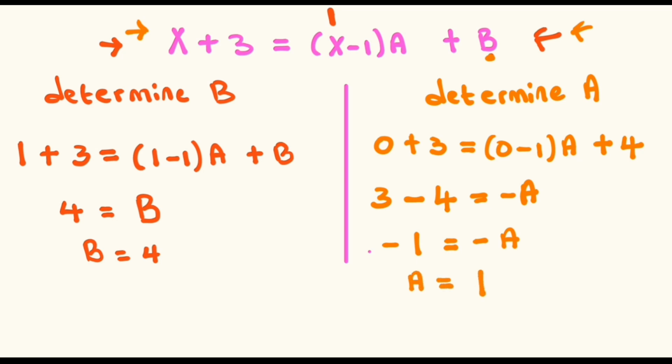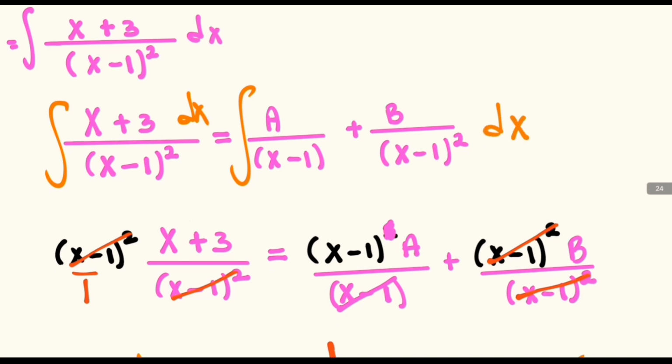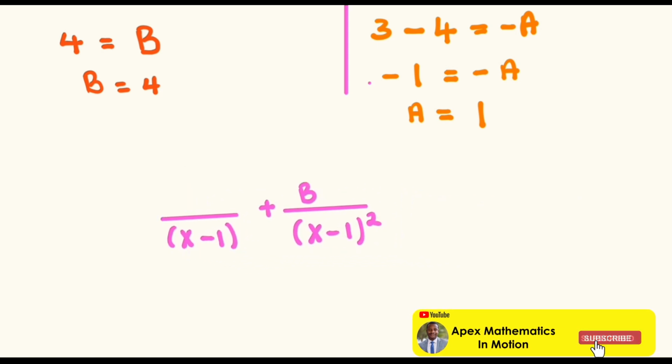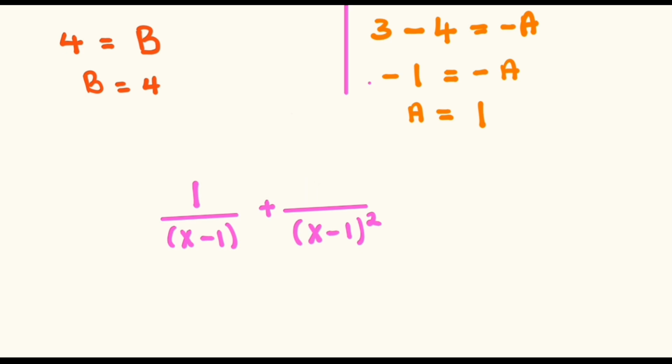So we determined the numerical values of a and b. Let's copy and paste. Like I said, integrating the left hand side with respect to x will just be the same as integrating the right hand side with respect to x. So we paste, and we have determined that a is equal to 1, and that b is equal to 4. So we integrate this with respect to x.